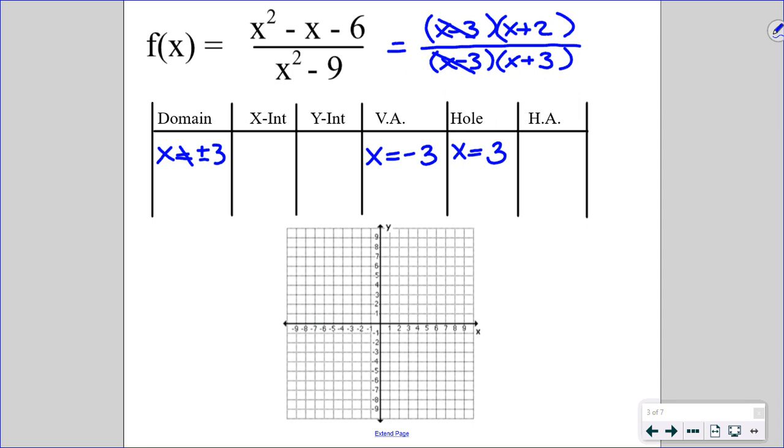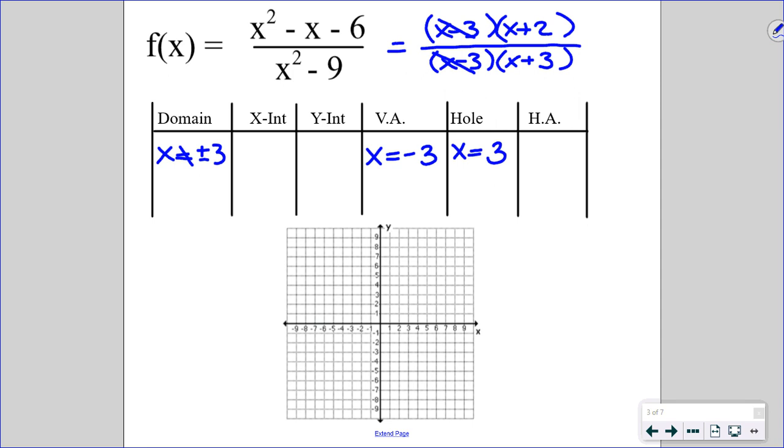The VA and the hole will always coincide with the domain, because the domain helps you determine the values for which the function is undefined, which creates some sort of a break in the graph. And that break or discontinuity could be a vertical asymptote or a hole.